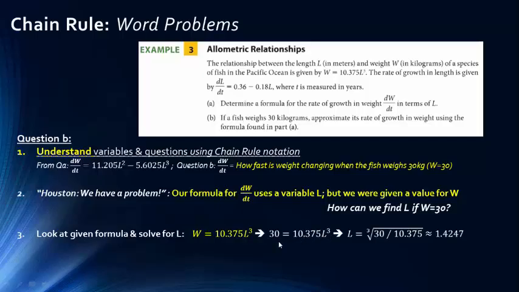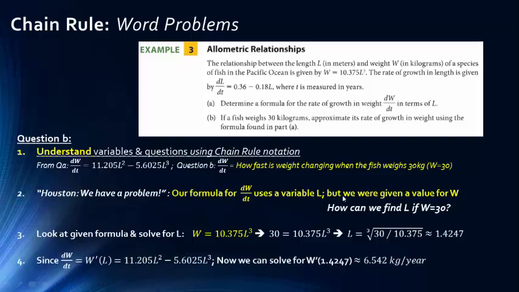We divide by 10.375 and then take the cube root. And we get that its length is 1.4247 meters long. That's a pretty big fish. All right, but it did weigh, I guess, 30 kilograms. That's 1.5 meters almost. That's like a 4-foot fish.